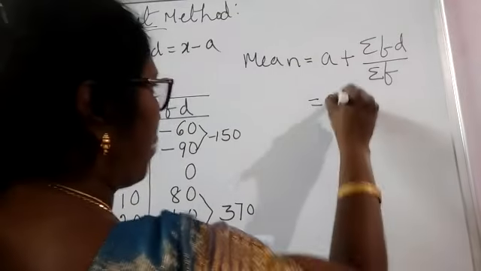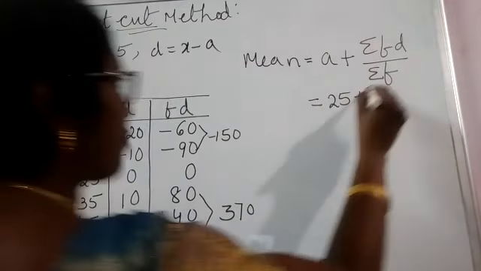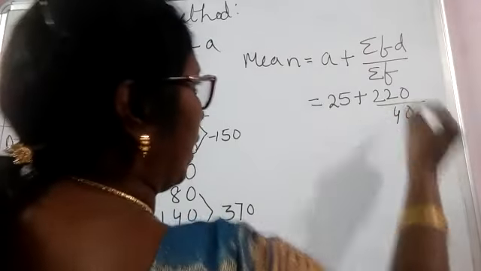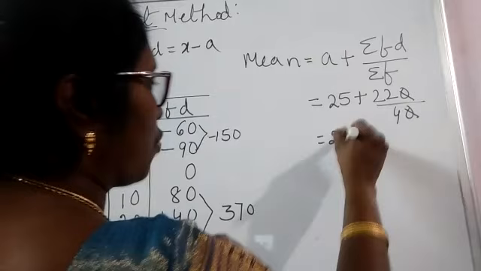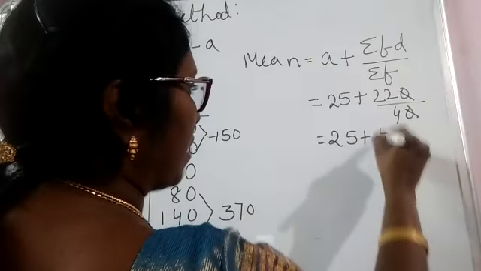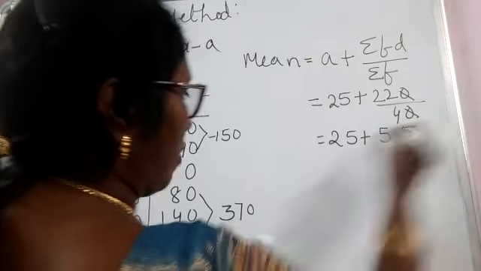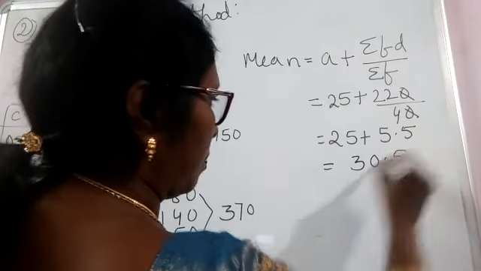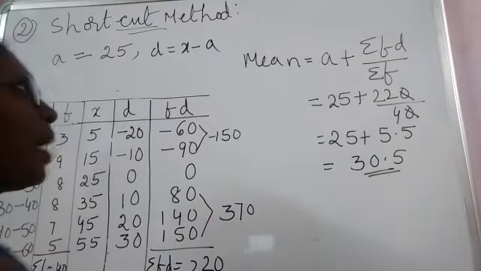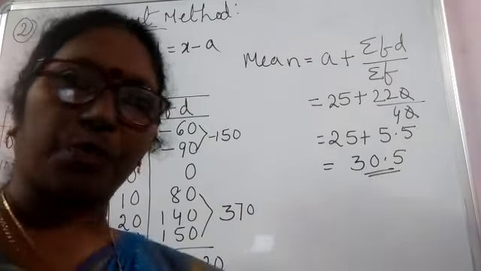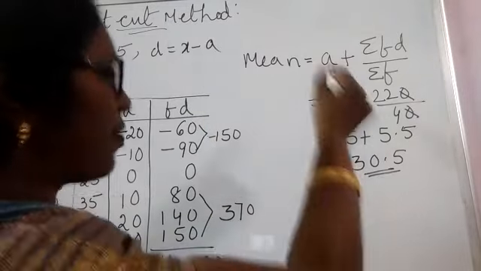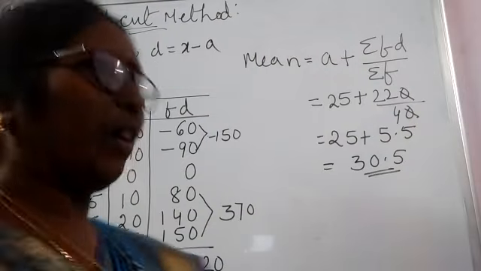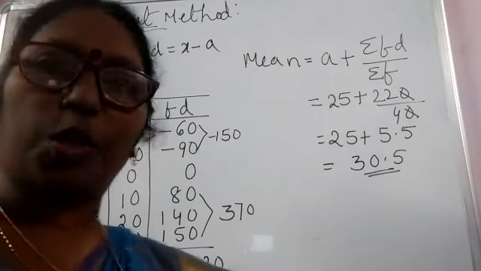Assumed mean is 25 plus summation of fd is 220 by summation of f is 40. Cancel 0, 0. You will get 25 plus 4 5s are 20, 5.5. 25 plus 5.5 gives you 30.5. So when we found the mean by direct method, the mean was 30.5, and by shortcut method when we found also, the mean is 30.5. So let us see what is going to happen if we do it by step deviation method.